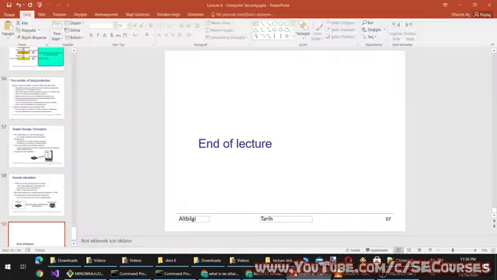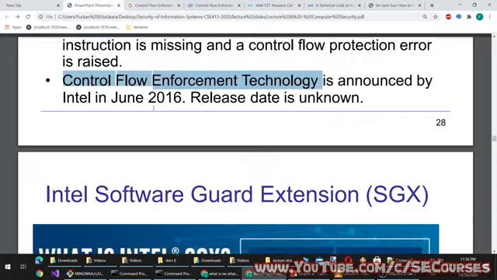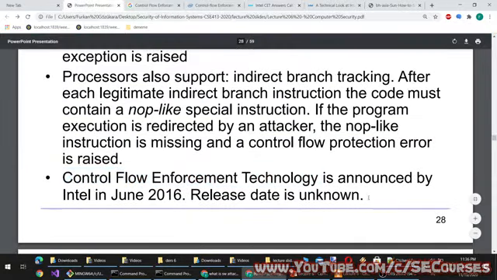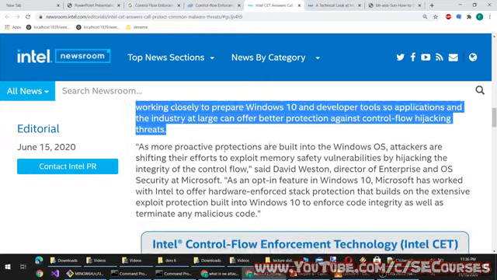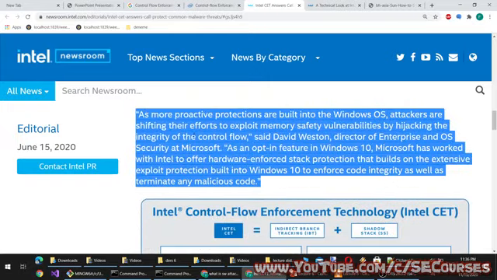Okay, so you see our lecture already contains information about this, and at the time the lecture was prepared, it was unknown, but it is announced and getting to market at the moment.